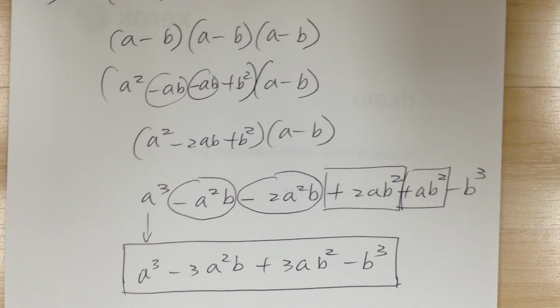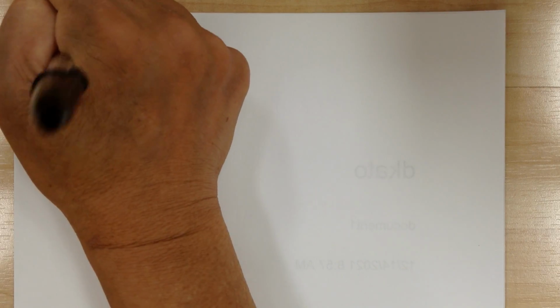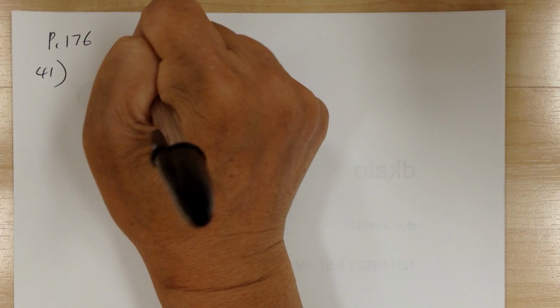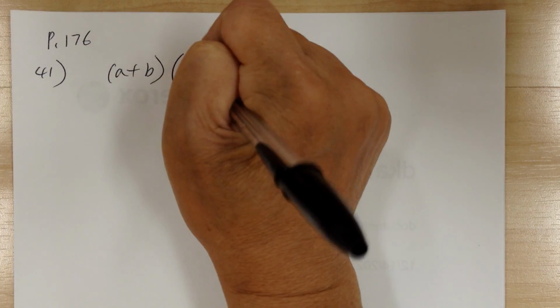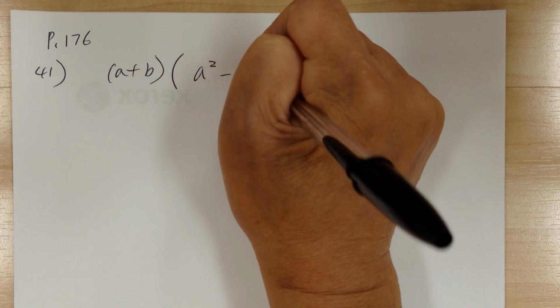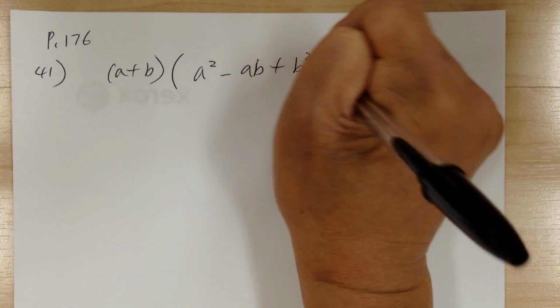Okay, let's go to 41. You've got a plus b times a squared minus ab plus b squared.